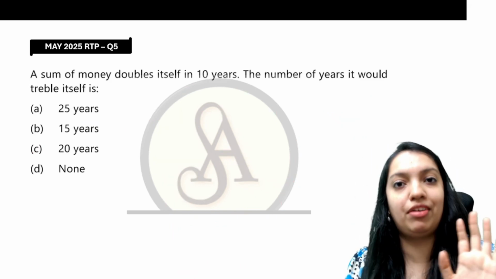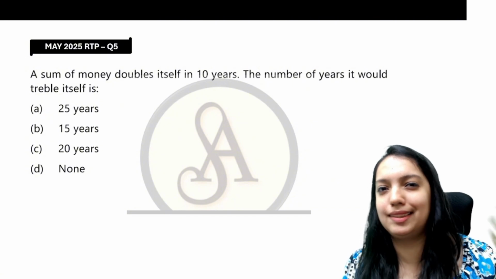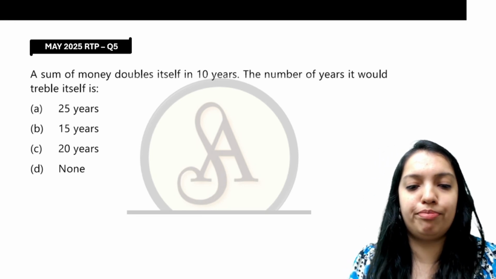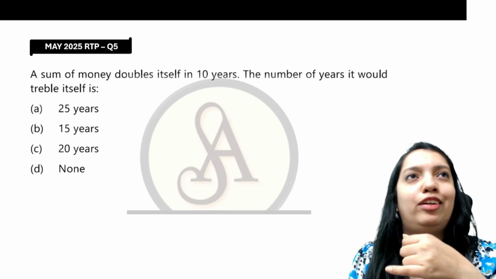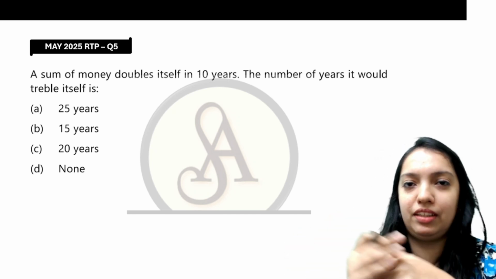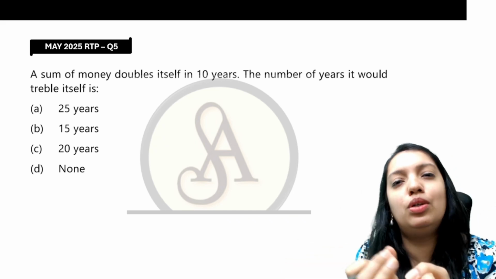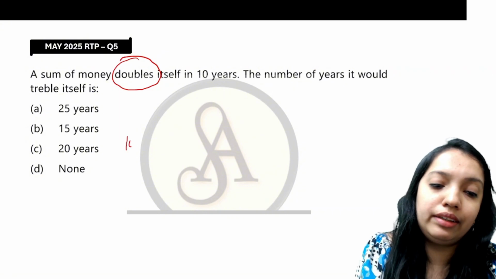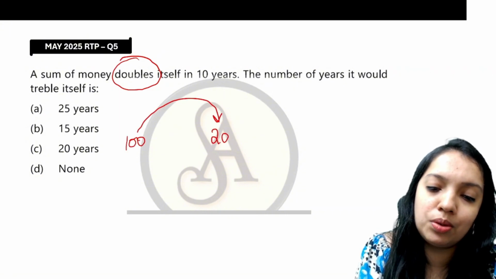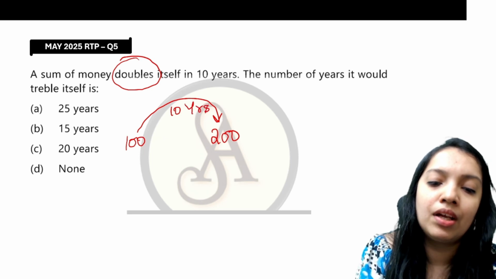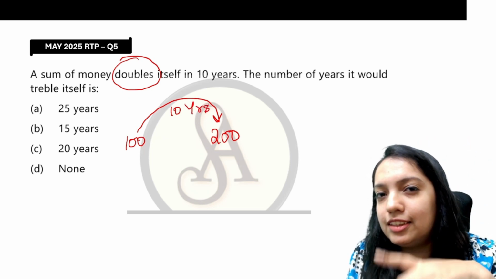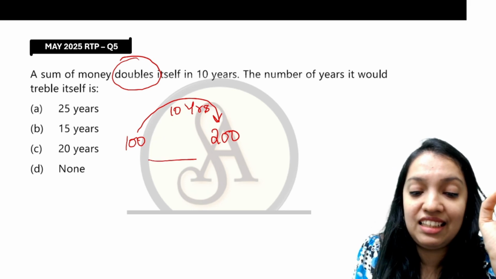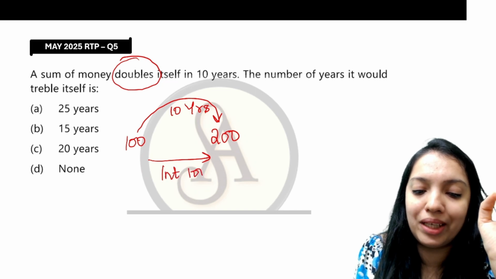Next question is from the time value of money chapter. One observation, they skipped the inequalities chapter because it hardly comes in the exam for 1 mark. The sum of money doubles itself in 10 years. Now, no need to apply the compound interest or simple interest formula. Apply common sense. You assume any value, 100, that is becoming double, 200. So 100 is becoming double, which is 200 in 10 years time. I don't care what type of interest it is, whether it is simple interest or compound interest. Do you understand that the interest calculation in this case is going to be 100.